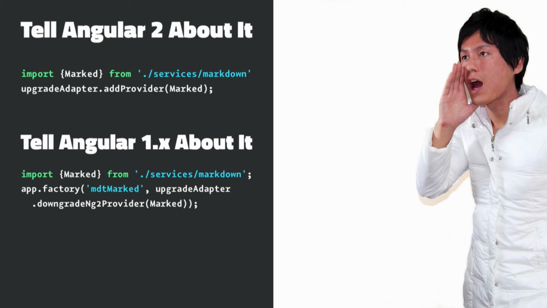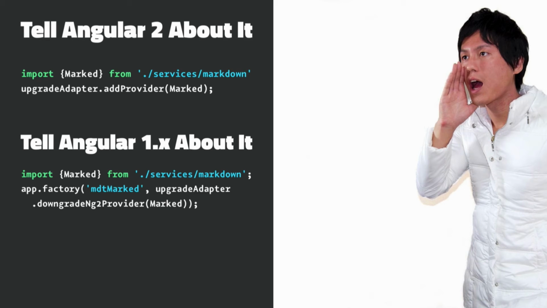After I wrote that, all I had to do was tell Angular 2 about it. To tell Angular 2 about it, I just import my service class. I call my upgrade adapter singleton's add provider method, and then give it marked, and now Angular 2 knows about it. And then I had to tell Angular 1 about it.